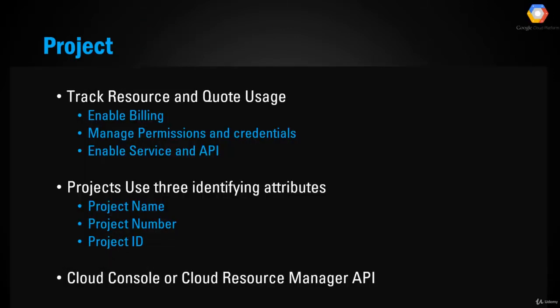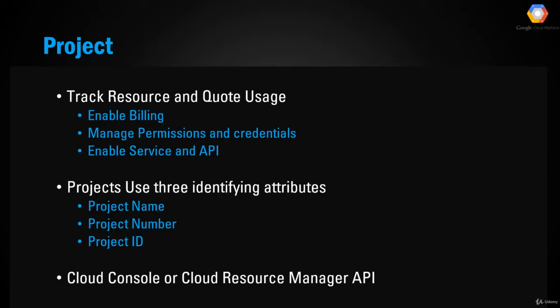The projects. You can track resources and quota usage against a project. You can enable billing, you can manage permissions, credentials, and you can enable services and APIs to the project. And we saw this already: a project is a container for your GCP resources. So whatever you do on your console, you create or launch services, or launch any backend applications, the usage is getting recorded against a project. So billing is enabled for a project, and you have a billing account associated to the project.